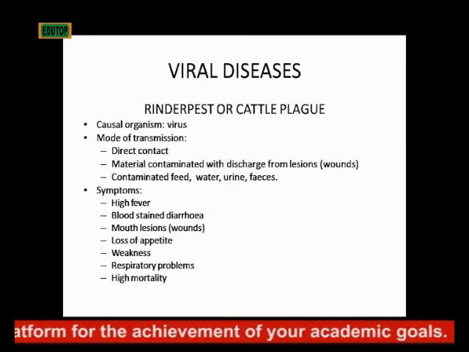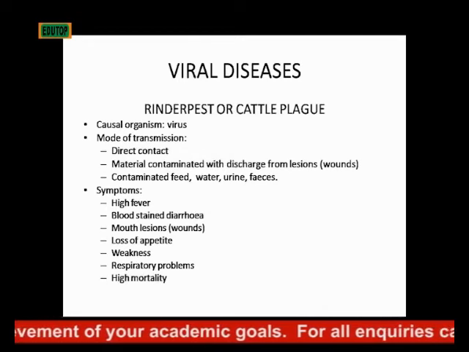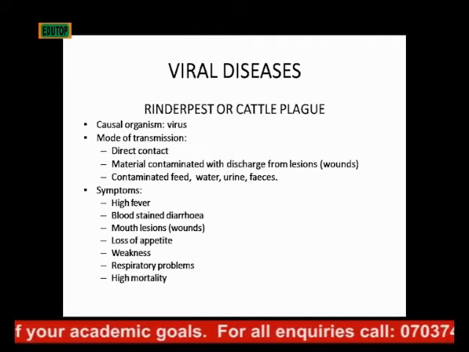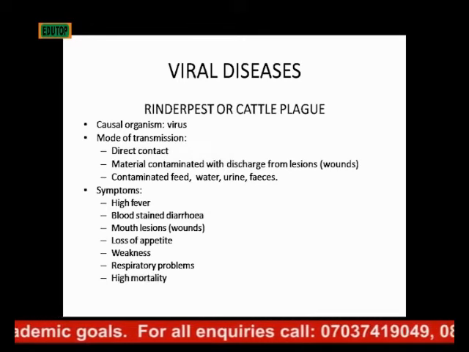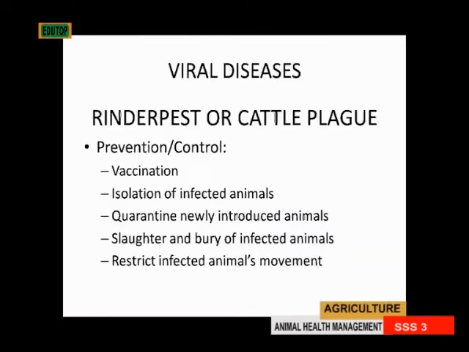Then you notice that the animal starts to die. Once your herd is infected by this disease, then you notice high mortality. Animals begin to die one after the other. How do we prevent or control rinderpest? First is vaccination. Vaccination is very, very important in animal husbandry, so you don't joke with that.